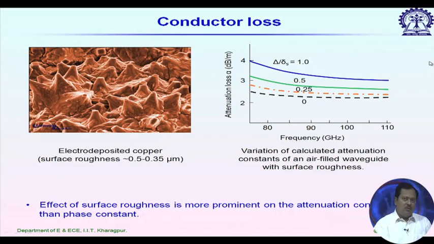Now we see that in gamma we have two quantities, alpha and beta. The effect of surface roughness on alpha is more prominent compared to beta.